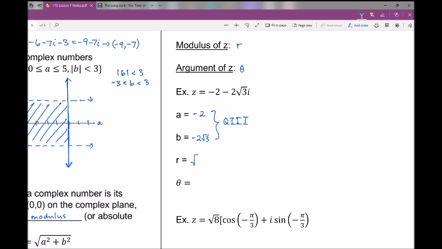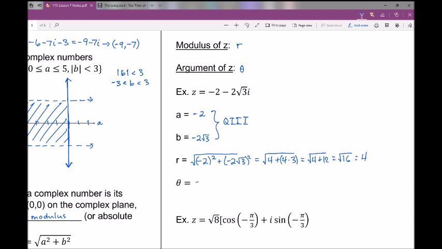So we know that r is the square root of a squared plus b squared. a is -2, so we have (-2) squared plus (-2 square root of 3) squared, which if we simplify this is the square root of 4 plus 4 times 3, which is the square root of 4 plus 12, which is the square root of 16, which is just 4. Alright, so we have our radius, and the last thing we want to do is just find theta.